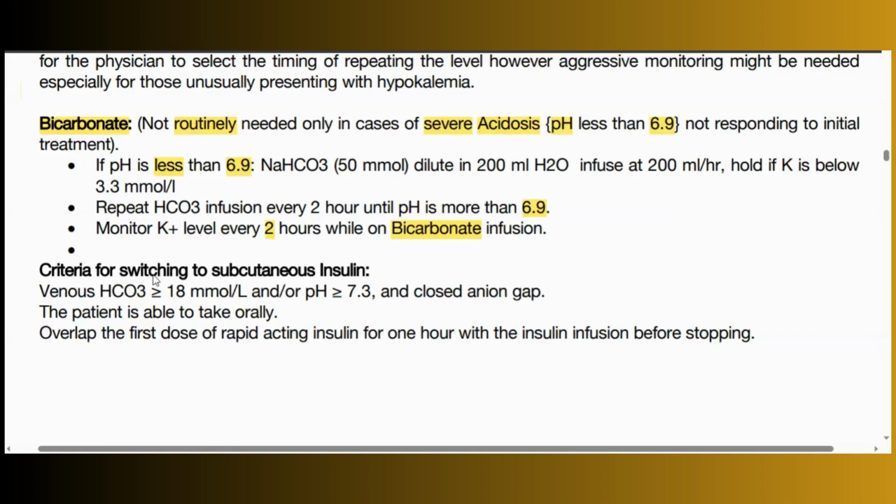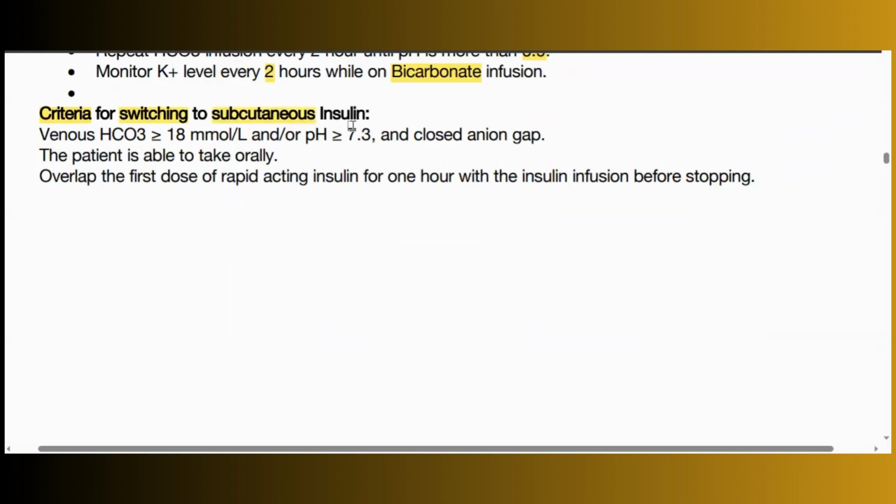Criteria for switching to subcutaneous insulin: when venous HCO3 is equal to or more than 18 millimoles per liter and/or pH is equal to or more than 7.3 and the anion gap is closed, and the patient is able to take orally. Overlap the first dose of rapid-acting insulin for 1 hour with the insulin infusion before stopping.